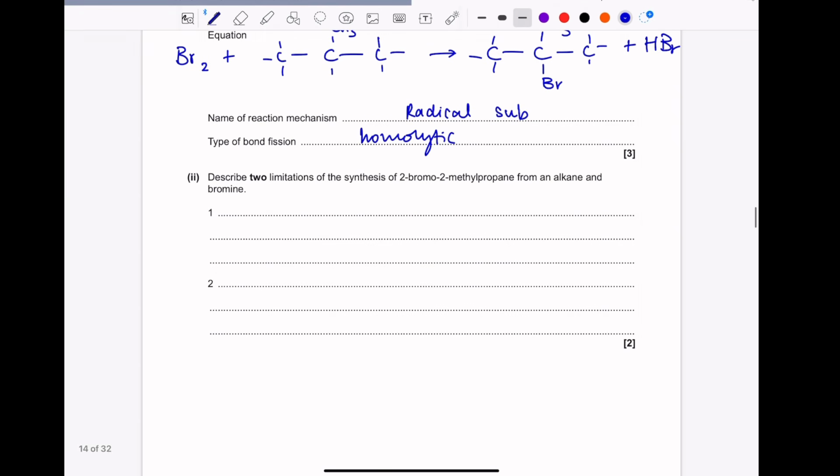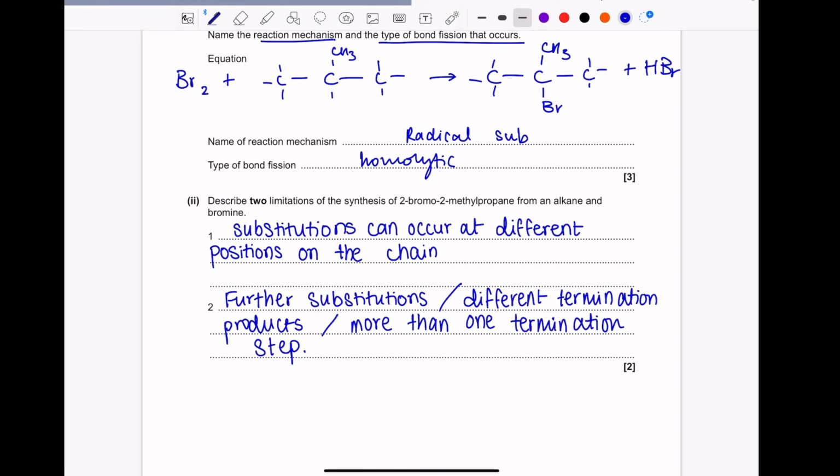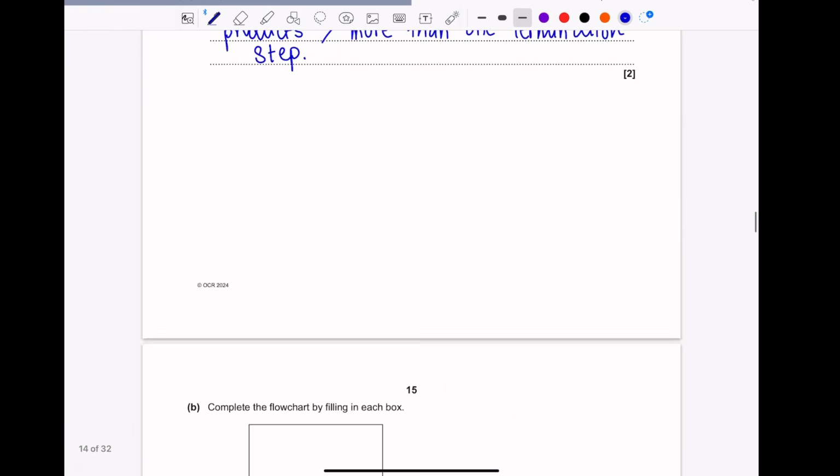Then it is to describe two limitations of the synthesis of 2-bromo-2-methyl-propane from an alkane and bromine. The first limitation is the fact that substitution can occur anywhere along the chain. So we want bromine in this position, but it could also have been over here, or even at the top. So that's the first issue. Second issue is multiple substitutions. So not just getting one bromine on there, but multiple different bromines. Also the fact that there's different termination products that could contaminate the desired product. So here's all of the possible answers that you could have written.